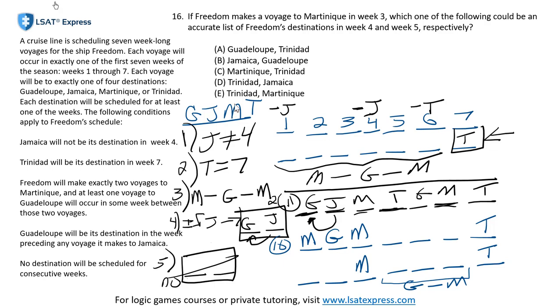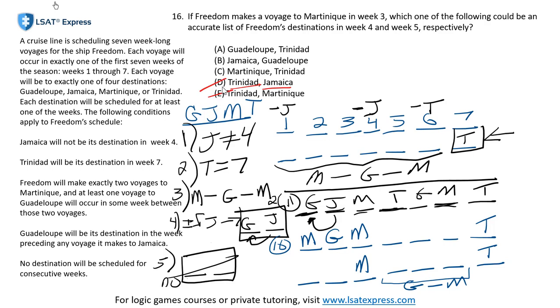I'm going to switch colors here. Let's see, answer E. Could you have TM? TM, TM. Well, what's the problem? There would be no G in between the 2 M's, so that's out. How about D, TJ? Well, I already know that's a problem because the rule says J has to have a G on its left, so that's automatically out. We don't even have to think much about that.